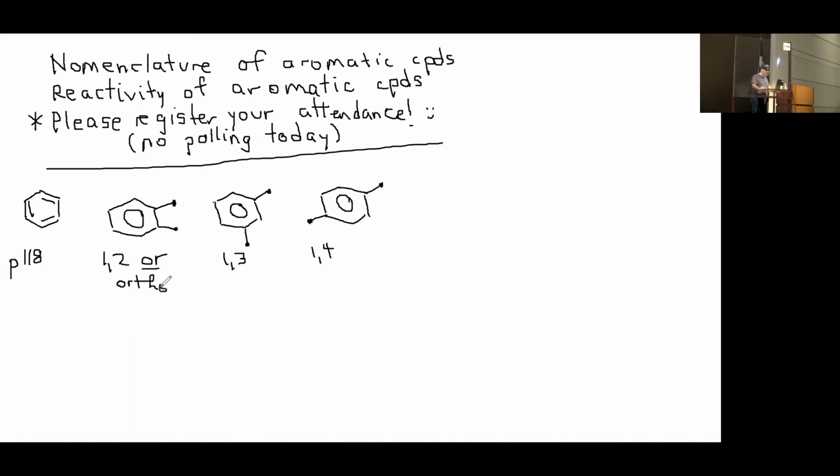O-R-T-H-O. And sometimes they even just put O for ortho. They'll abbreviate that further. 1,3 disubstitution is also called meta disubstitution, M-E-T-A, as in that's so meta, or M for short. And then 1,4 disubstitution can also be called para disubstitution. And now that I think about it, I don't really know where those are coming from, or P for short.